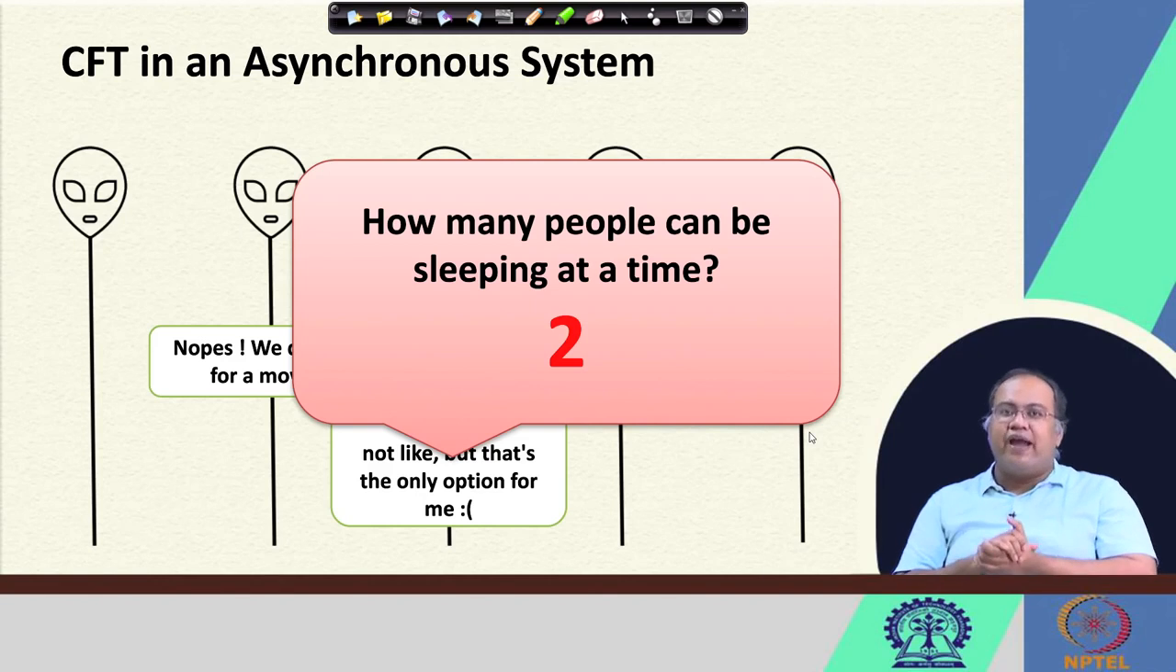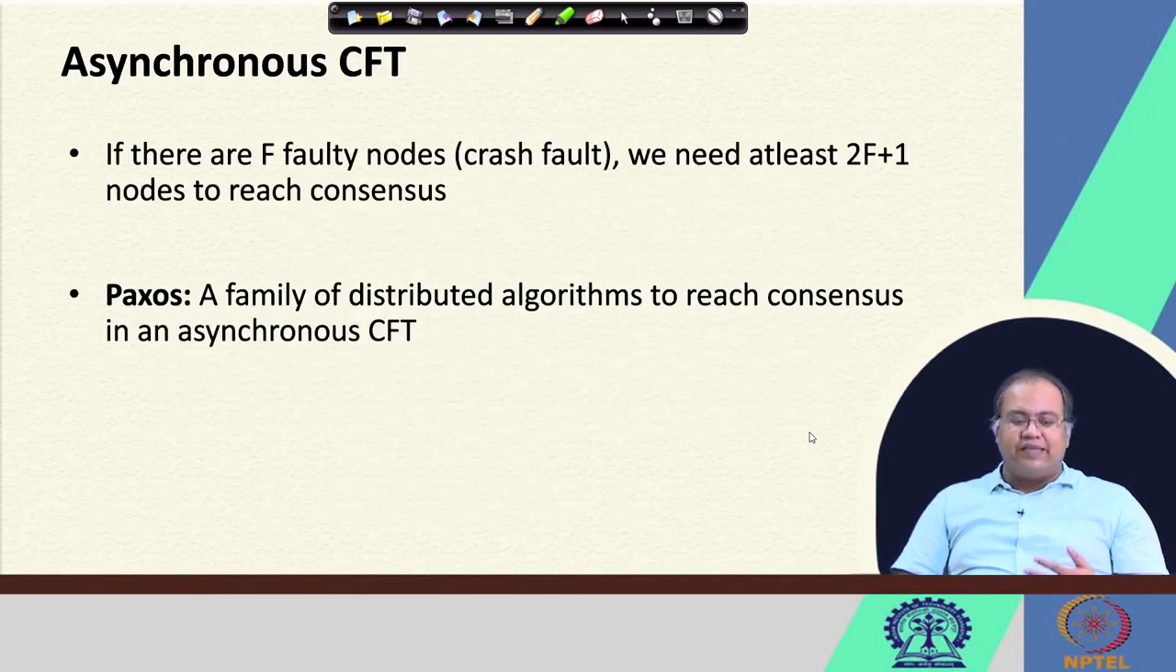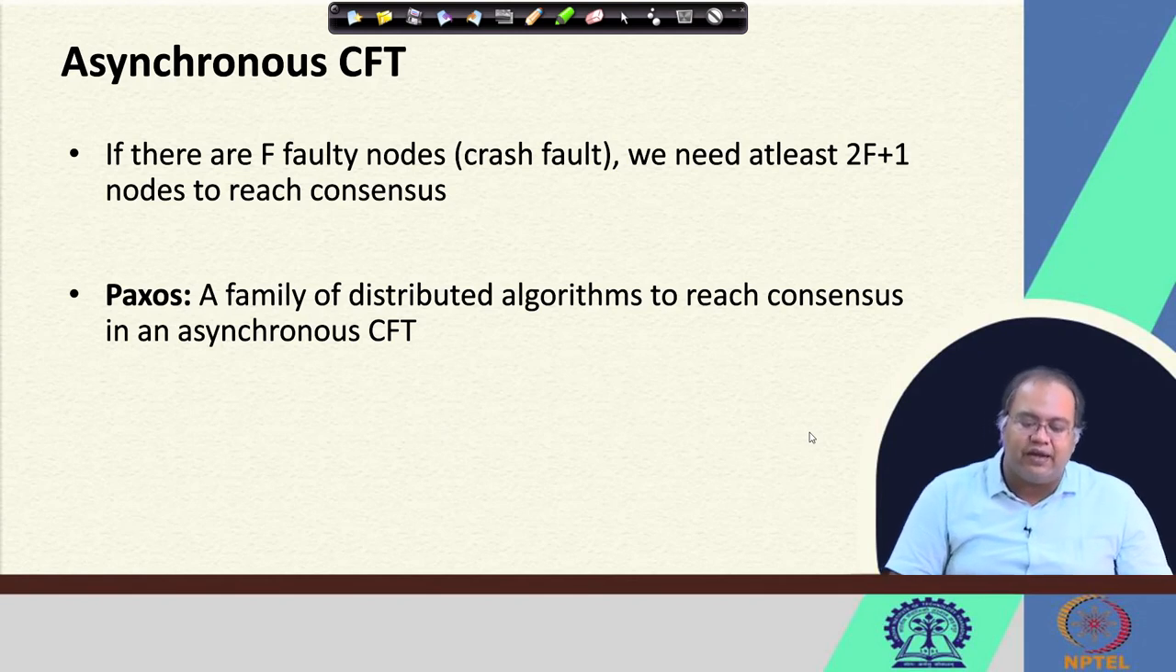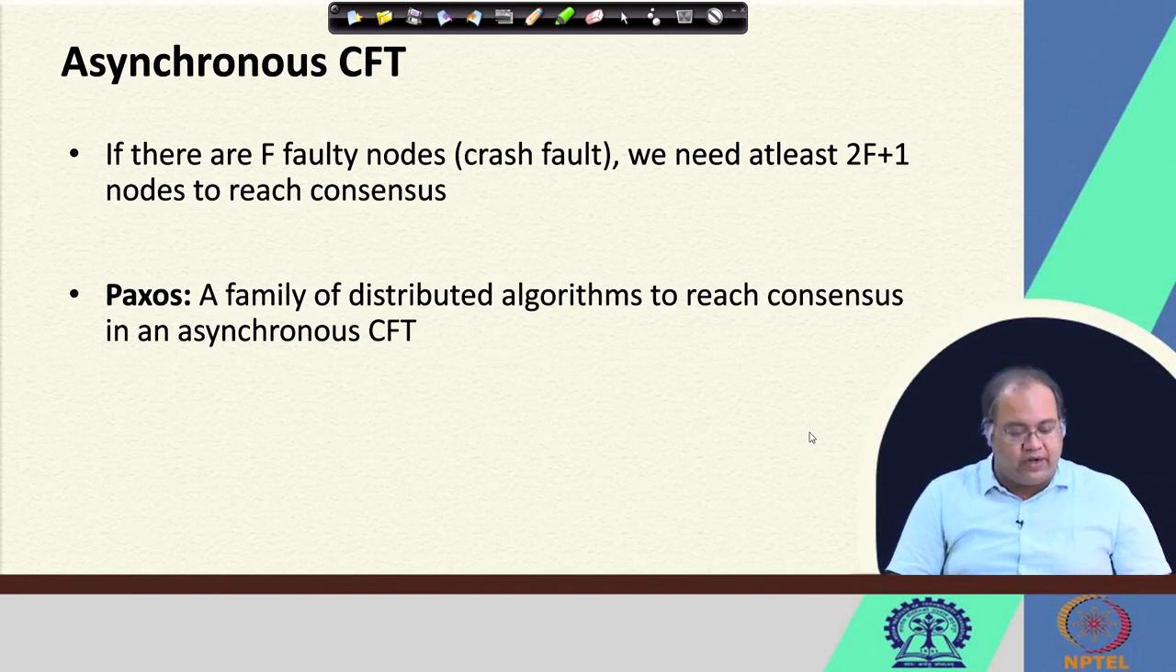So this is the idea of crash fault tolerant consensus in an asynchronous system, and we are going to design a protocol for supporting CFT consensus in an asynchronous system. So asynchronous CFT says that if there are F faulty nodes, then we need at least 2F plus 1 nodes to reach consensus. Why is that so? That is possibly clear to you from that example: out of the 5 nodes you can have at most 2 nodes faulty, that means 2 of your friends can go to sleep.